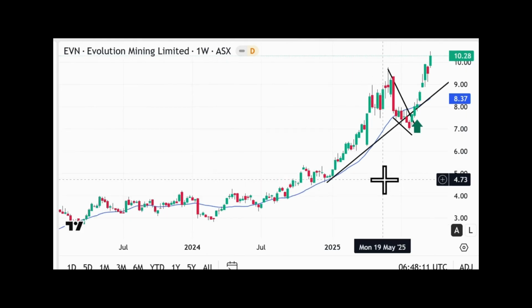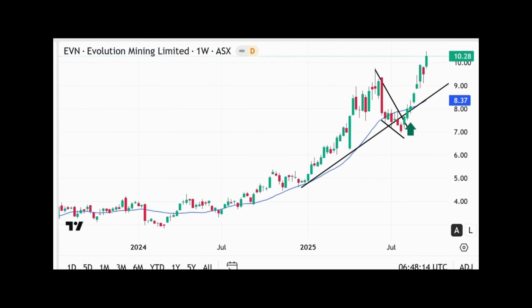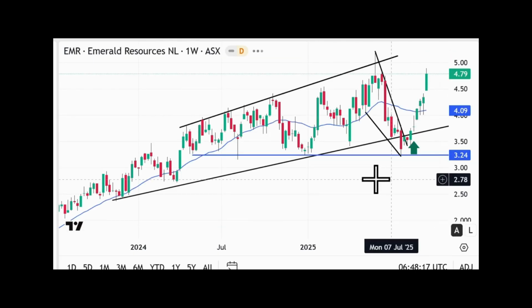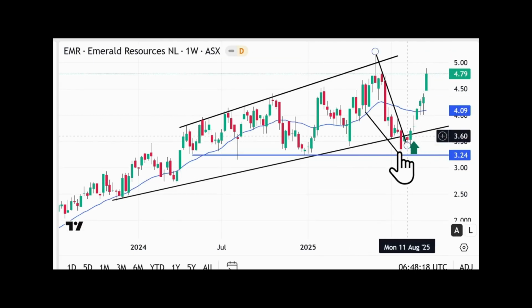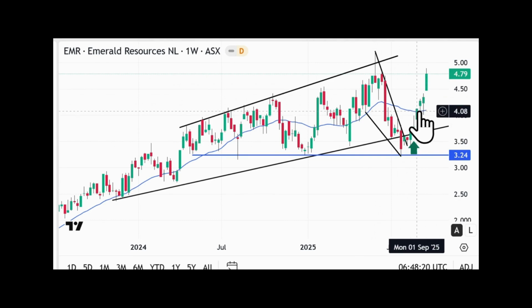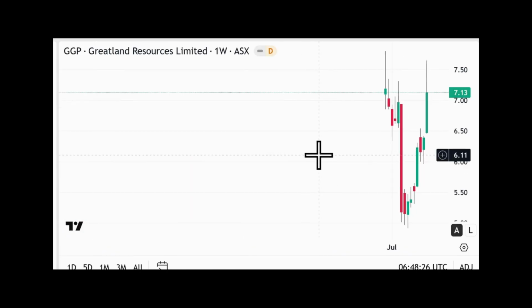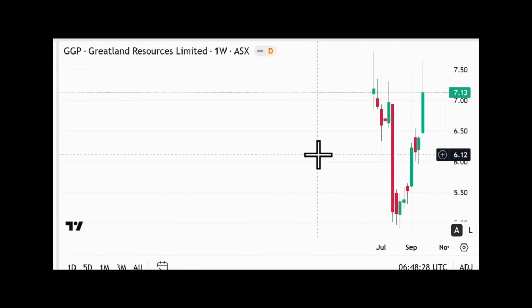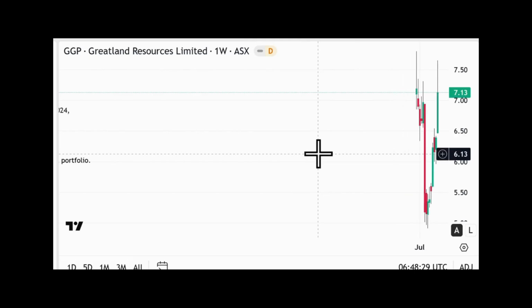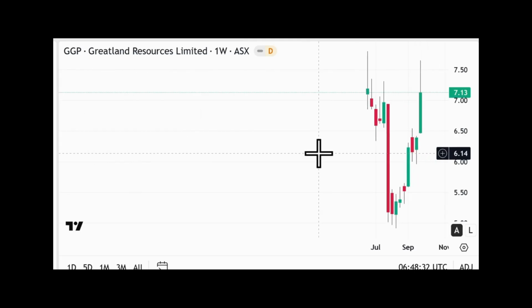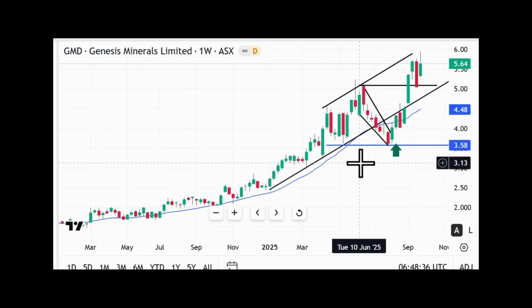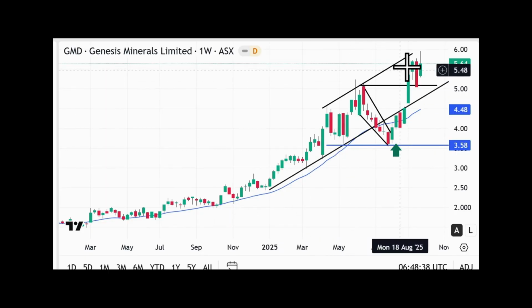Evolution. Yeah, not much more to say. Very nice. Emerald. I was always looking. Had that 3 weeks consolidating. It's fine. Greatland Gold. It's hard without a decent history chart, but it's a big boy, big miner, so I can't really pass comment. Genesis. It's fine. Yeah, that's fine.